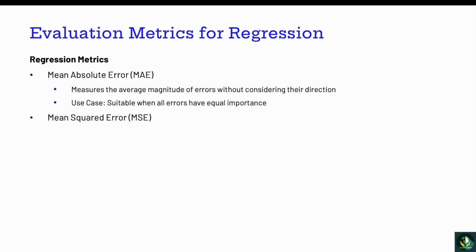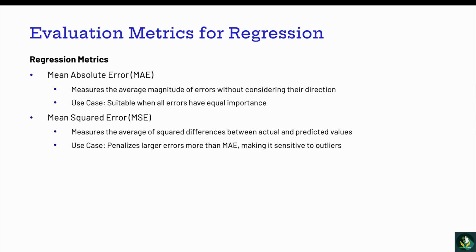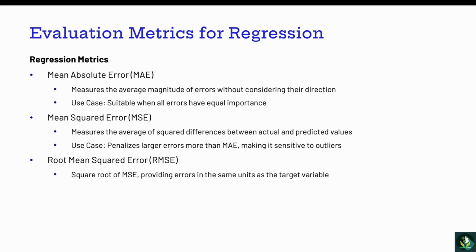Next, let's talk about mean square error, or MSE. This measures the average of square differences between actual and predicted values. The use case for this is it penalizes larger errors more than MAE, making it sensitive to outliers. Next, root mean square error, or RMSE. It's a square root of MSE providing errors in the same units as the target variable. The use case, it's a common metric for interpretability in real world units.